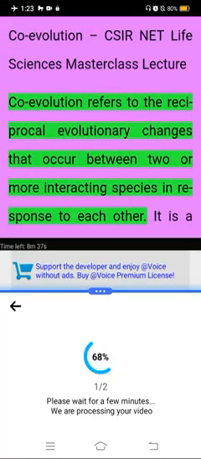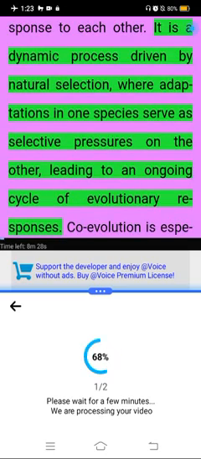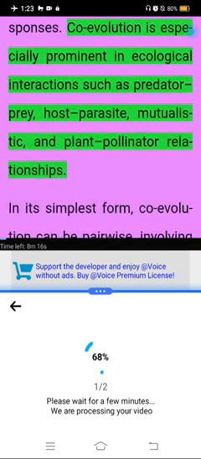Coevolution refers to the reciprocal evolutionary changes that occur between two or more interacting species in response to each other. It is a dynamic process driven by natural selection, where adaptations in one species serve as selective pressures on the other, leading to an ongoing cycle of evolutionary responses. Coevolution is especially prominent in ecological interactions such as predator-prey, host-parasite, mutualistic, and plant-pollinator relationships.